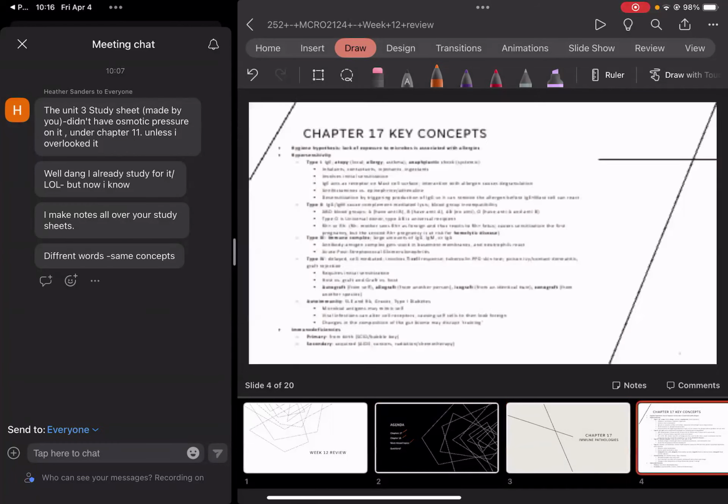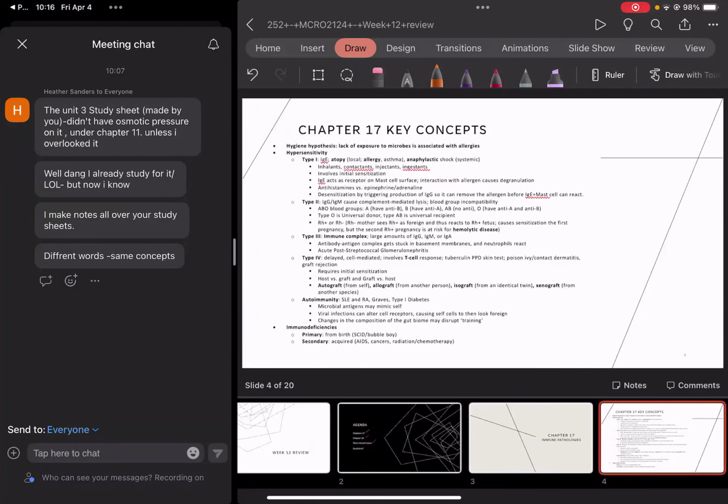So chapter 17 was our immunopathologies. These are the diseases of the immune system. When you have hypersensitivity, you are reacting to something that you're not supposed to react to, as it's not a pathogen. Immunodeficiencies are when you are not reacting to a pathogen at the level that you should be. So there are those concepts.